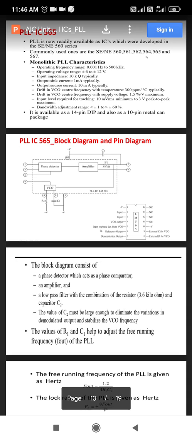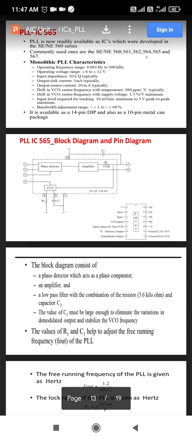Next, pin number 6 is the reference output, where you can take the reference output. Pin number 7 is the demodulation output. PLL can be used mainly for communication systems, in demodulation circuits for FSK, PSK, FM. For this purpose, the demodulated output we can get at pin number 7 with respect to ground. Pin numbers 11, 12, 13, 14 are not used, no connection.